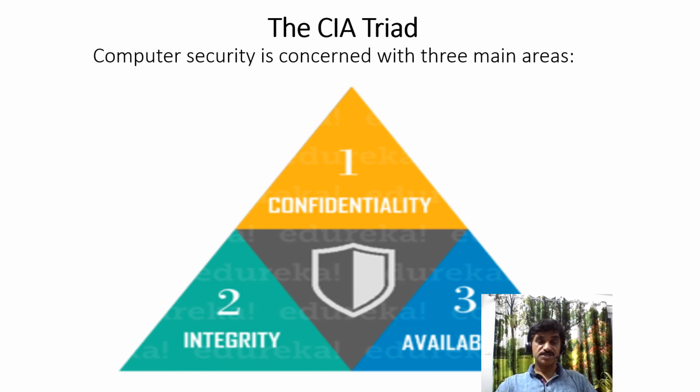This is called the CIA triad, used in computer security, concerned with mainly three main areas. One is confidentiality, that is abbreviated as C. Second one is integrity, that is abbreviated as I. And third one is availability, that is abbreviated as A. So this triangular shape is called the CIA triad for computer security.